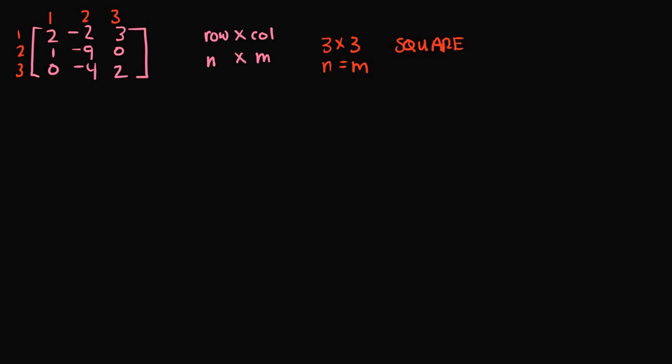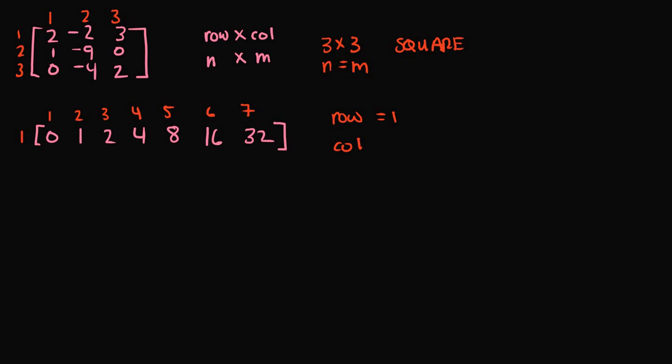So let's do another one. What if we have this matrix? 0, 1, 2, 4, 8, 16, and 32. Well, this one's a little bit strange, right? But let's just simply count the number of rows and the number of columns. Let's start off with rows. We only have one row, right? The number of columns is 1, 2, 3, 4, 5, 6, 7. So the number of rows is equal to 1, and the number of columns is equal to 7. So this is a 1 by 7 matrix.